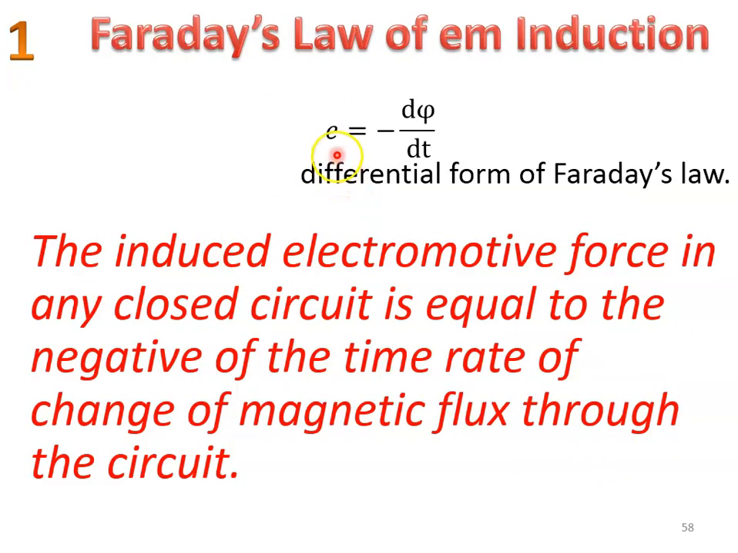Thus, E equal to minus d phi by dt is known as the differential form of Faraday's law. The induced electromotive force in any closed circuit is equal to the negative of the time rate of change of magnetic flux through the circuit.